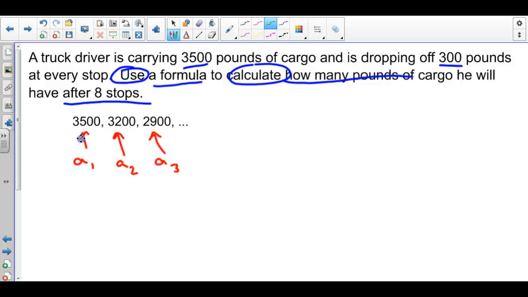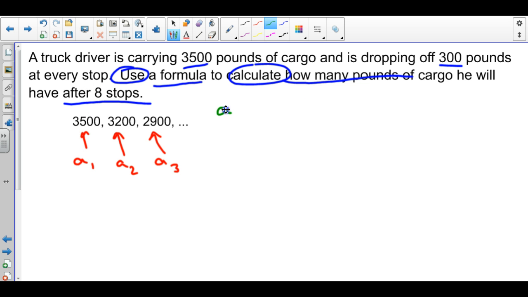So, very insanely similar to the last problem. Our first term here is not technically the first stop. Just like in the last problem, where the number of years was 1 less than the term number, 8 stops is 1 less than the term number in this case, again, because he has 3,200 pounds after 1 stop. So his second term is after 1 stop, and his third term is after 2 stops. So it would be his 9th term after 8 stops.